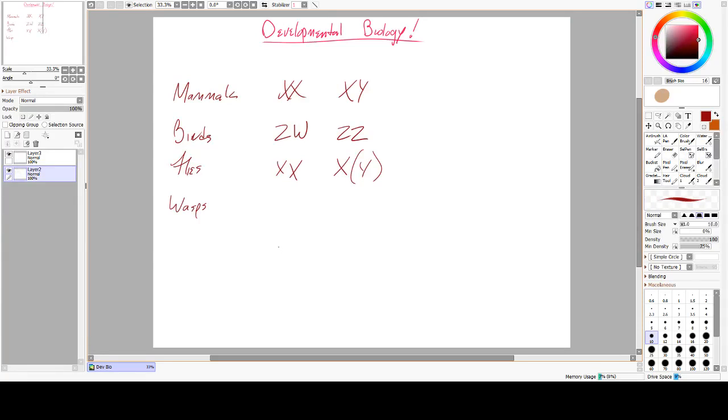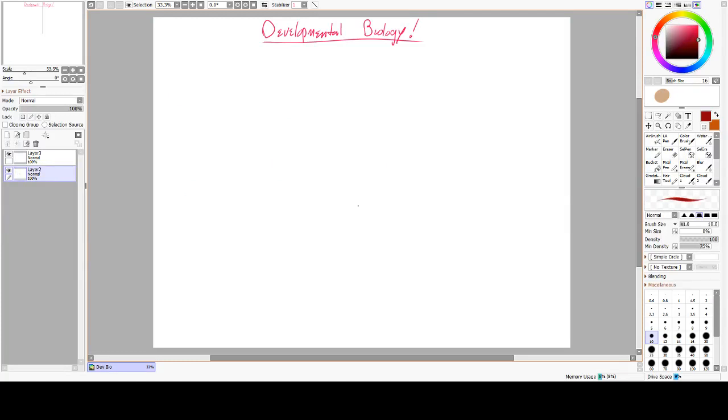A fertilized 2N egg will become AFAB, and then the unfertilized 2N egg will become AMAB, which, again, like I said, wasps are weird with their genetics.